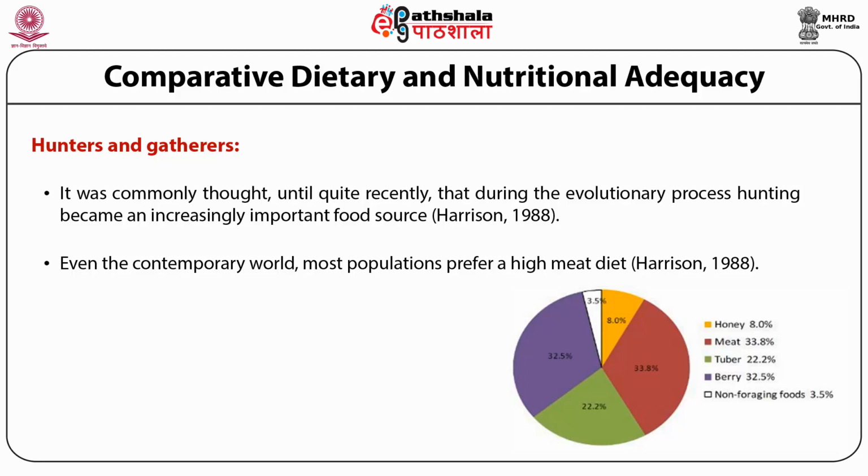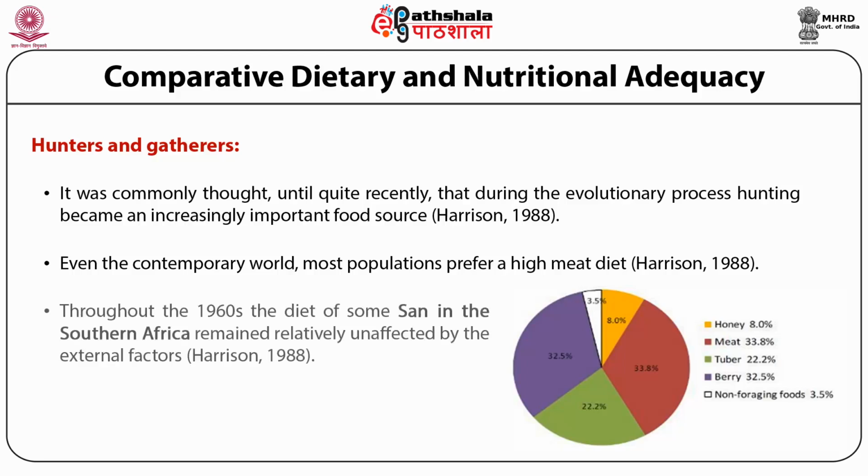While hunting and meat eating were important in the early human diet, recent research indicates that meat was never the major energy source at any stage of human evolution. In addition, such groups quickly substitute food items into their diet when regular trade is established. For these reasons, it is doubtful that quantitative nutritional information on the diet of hunters and gatherers before the development of agriculture can be obtained. Throughout the 1960s, the diet of the San in South Africa remained relatively unaffected by external factors.